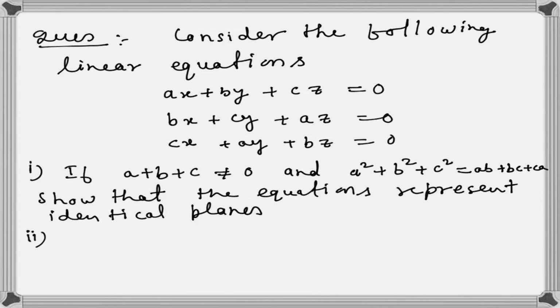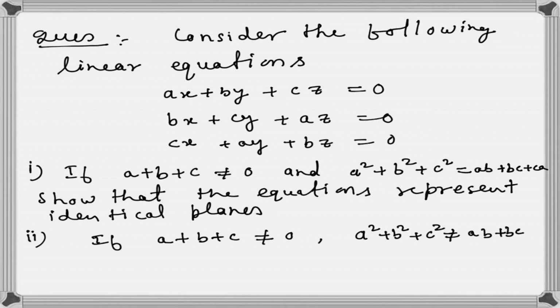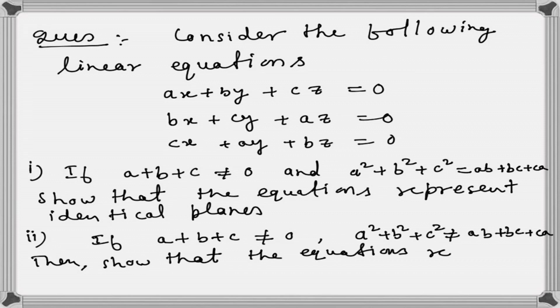Part 2. If a + b + c ≠ 0, and a² + b² + c² is also not equal to ab + bc + ca, then show that the equations represent planes meeting at a single point.